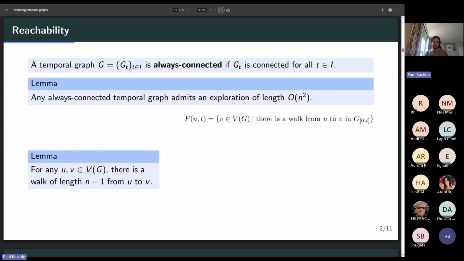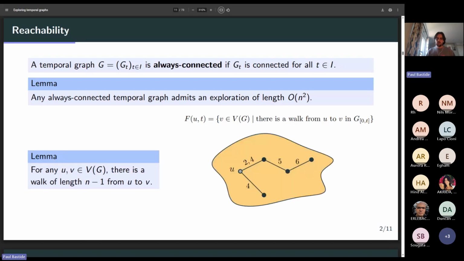If you define this F_u(t), which is what I call the forward ball at u at time step t, which just means all the vertices that you can reach by a walk starting from u at time 0 and stopping at time t. Okay? So this is some kind of set. And what you can see is that, of course, F_u(0) is just u. You can start at u and not move, and you're still at u.